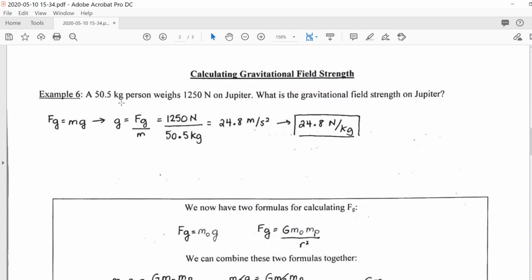So I can just take the formula here and rearrange for it. I'm going to do Fg over m. Now remember, weight is really Fg. Weight and Fg are synonyms. So I just have to do 1,250 newtons over 50.5 kilograms, and that gives me 24.8. I could write that as 24.8 newtons per kilogram, as you can see in the formula there, or if I prefer, I could write it as 24.8 meters per second squared, same thing.